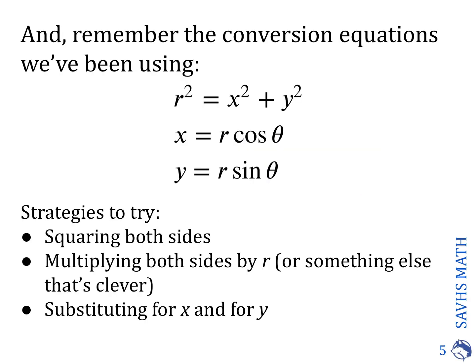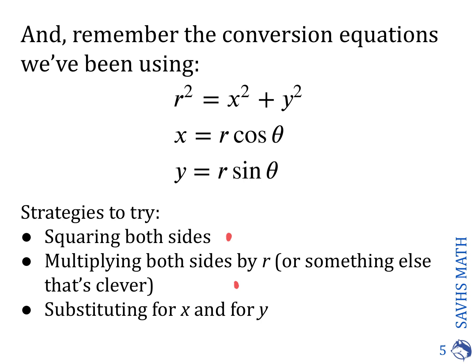So anyway, in terms of converting between polar and rectangular coordinates, we have those three equations that are on the screen. And in terms of strategies, there are three ideas that we can implement to get one equation to look like the other form. It's sometimes helpful to square both sides, but it's also sometimes helpful to multiply both sides by r or by something else clever.